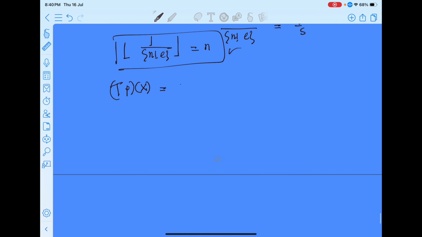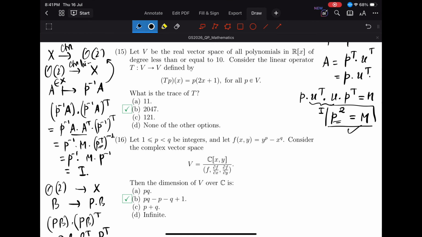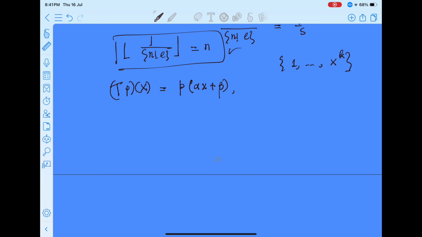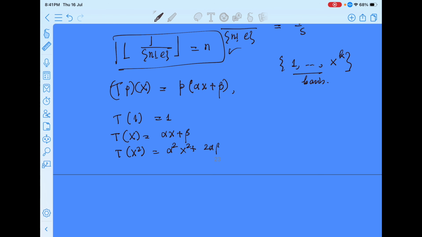So let T be a linear operator defined by x maps to alpha x plus beta, where the space is the collection of all polynomials of degree less than or equal to k. So this is a basis, the ordered basis. T of 1 is 1, then T of x is alpha x plus beta, then T of x squared is alpha squared x squared plus 2 alpha beta x plus beta squared. T of x cubed is alpha cubed x cubed plus lower terms, and so on.